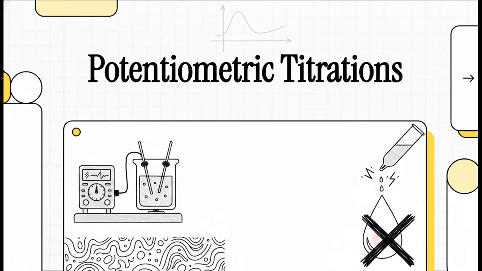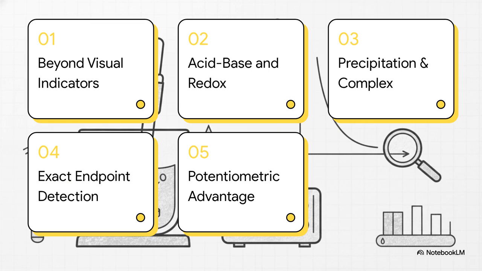We're going to explore exactly how modern analytical chemistry relies on electrical polarization to just completely remove human error from the equation. Okay, so here's our roadmap for today. We'll start by moving beyond those visual indicators, then dive into acid-base and redox reactions, followed by precipitation and complexation. After that, we'll unpack the actual math behind finding the exact endpoint and wrap up with the overall potentiometric advantage.